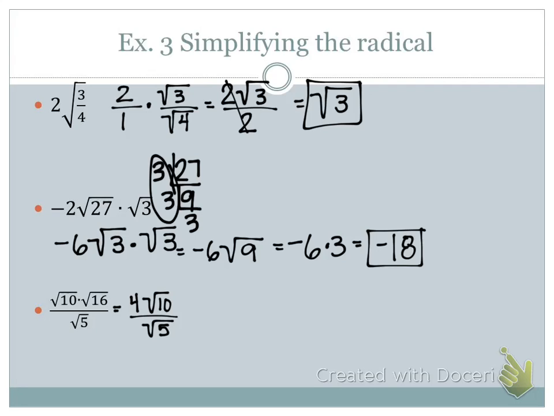Now, just like I said before, whenever you have the same square root symbols and they're being multiplied, you can multiply the numbers underneath them. Whenever you have the same square root symbols and they're being divided, guess what? You can divide the numbers underneath them. So what's 10 divided by 5? 2. So this is going to become 4 times the square root of 2. And that would be my final answer.